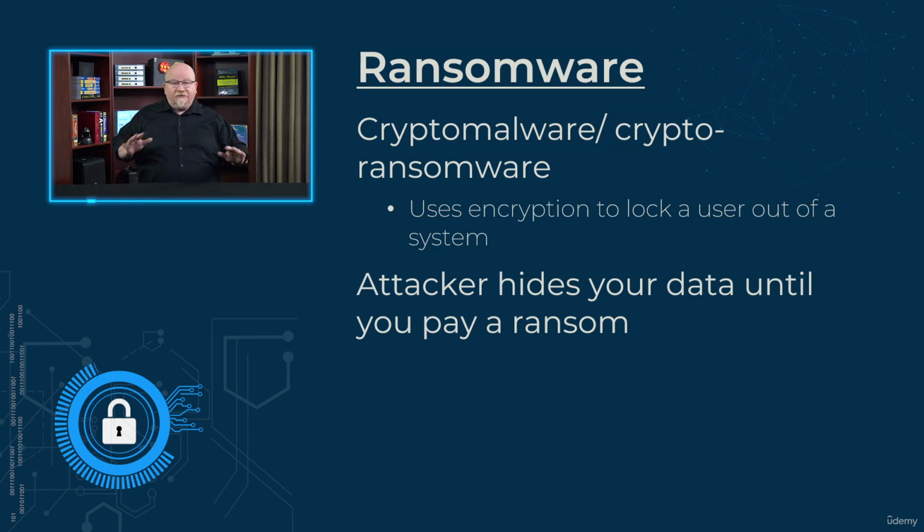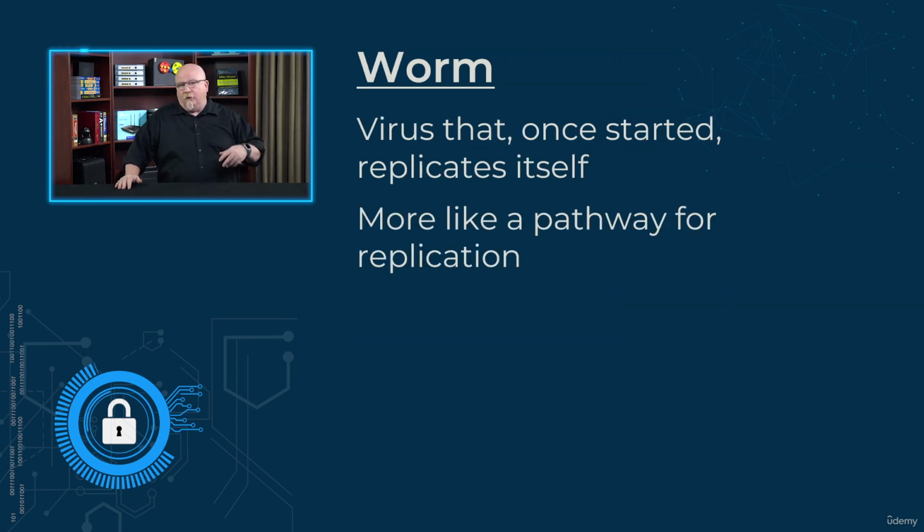Okay, the next type of malware I want to talk about is a worm. A worm is still a virus, but whereas a virus counts on people clicking on it or something like that for replication, a worm, once it gets started, will use networking and or the internet to replicate itself. Now, this can be done a lot of different ways.